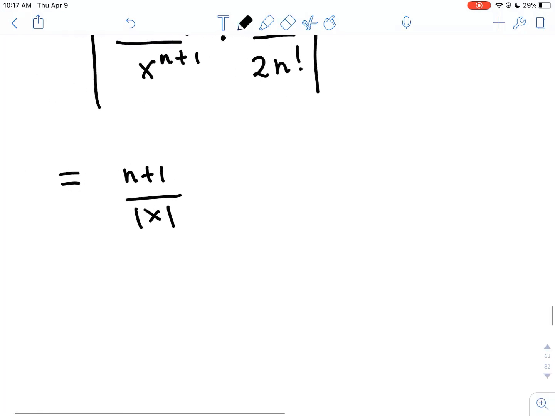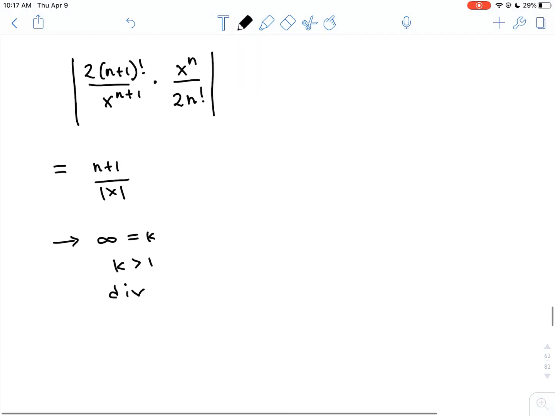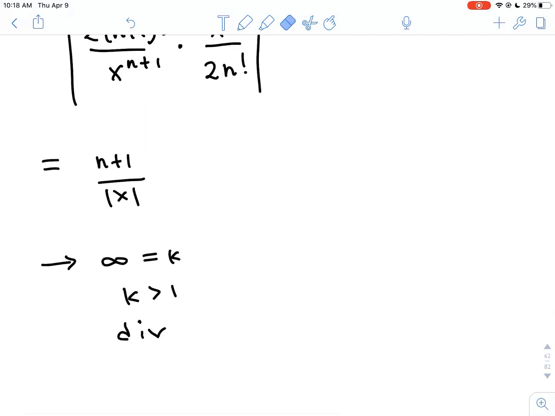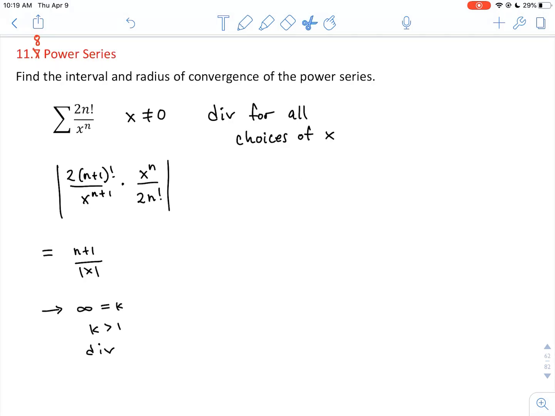Now we ask ourselves what happens as n goes to infinity, and x is some fixed constant. Well, as n goes to infinity, this approaches infinity over a constant, and infinity over a constant is infinity. So this approaches infinity, this is our k, and this k is more than 1. So the series is divergent no matter what x is. We have to be careful here. When I have this expression, we're assuming that x is not 0, because otherwise this expression wouldn't make sense. So x can't be 0. If it's any other value, the series will be divergent. So this diverges for all choices of x. We'll consider this problem done.